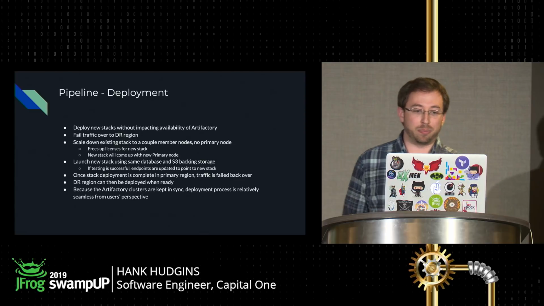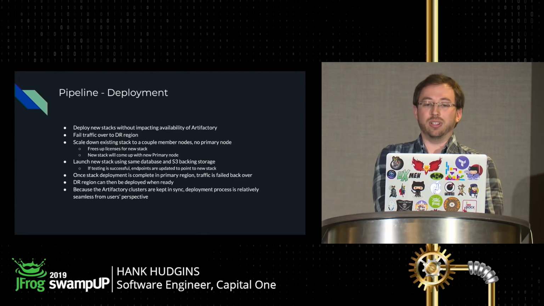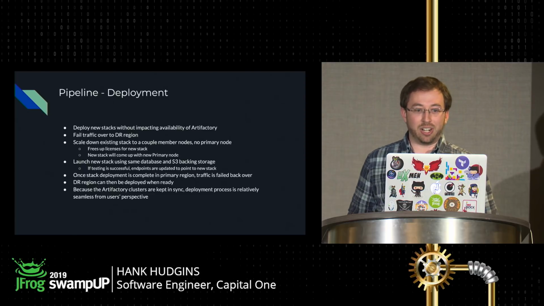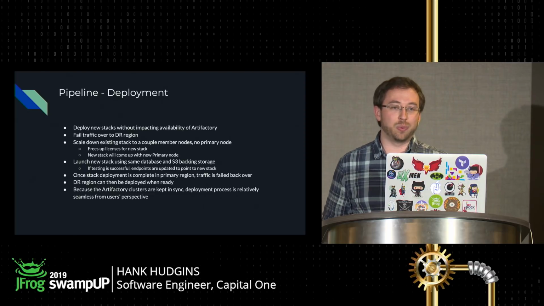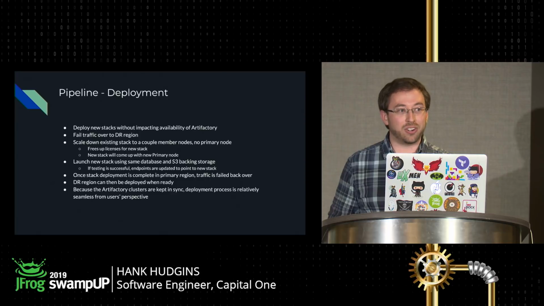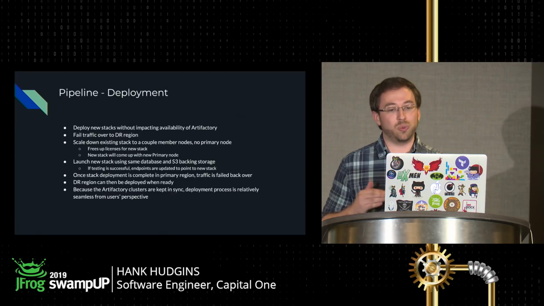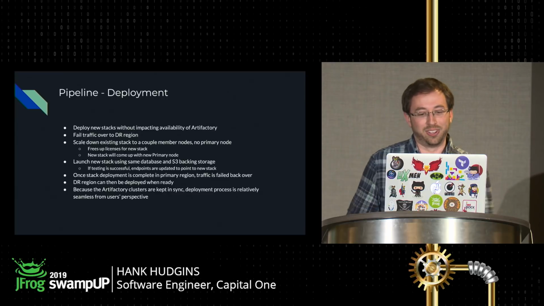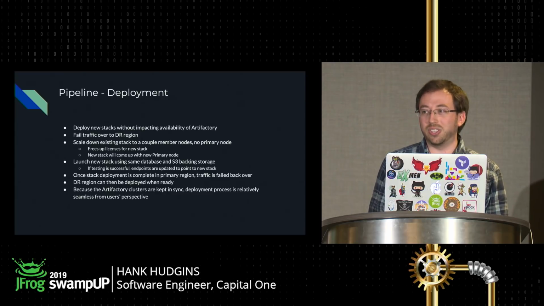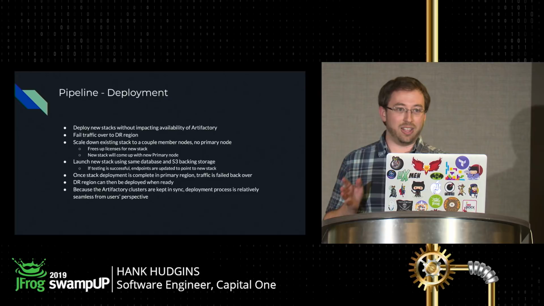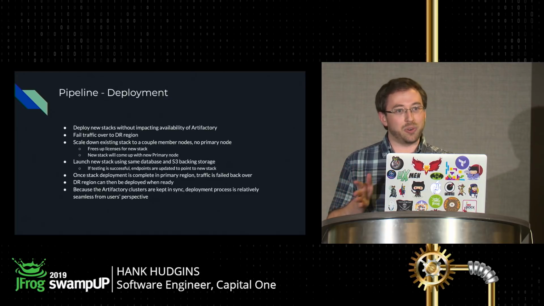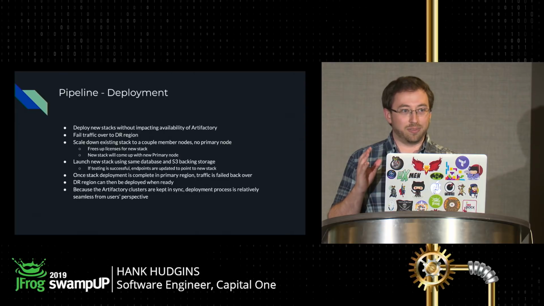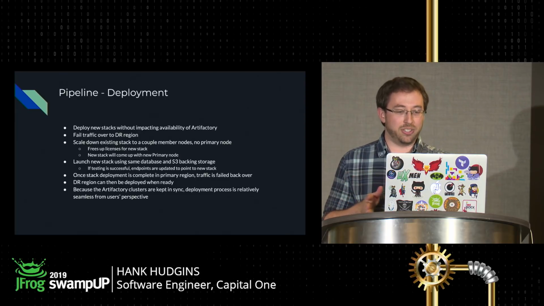And then we get to deployment. So this gets into a little of our deployment strategy. Basically our goal is to deploy the new stacks without affecting availability of Artifactory and ensuring that users don't even detect that something's happening. That's the main goal. So what we do first is we actually fail all of our user traffic from our primary region to our DR region. And then we can focus on deploying to our primary region.